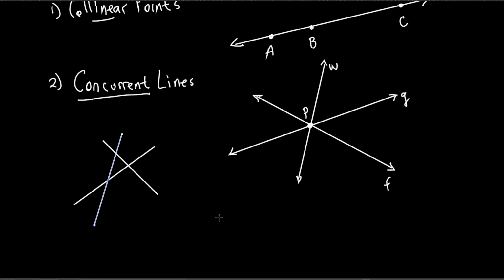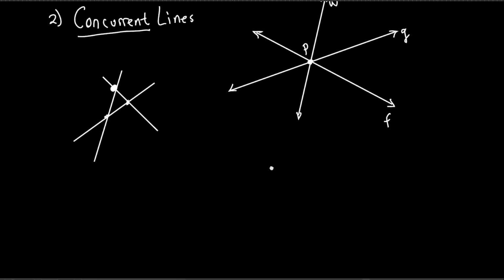Are they concurrent lines? No, because they don't all intersect at the same point. Now, these 2 intersect right here. These 2 intersect right here. But all 3 do not intersect in the same point. So these would not be considered concurrent lines. It's just a series of intersecting lines. But concurrent means at the same point. We good? All right, let's move on.